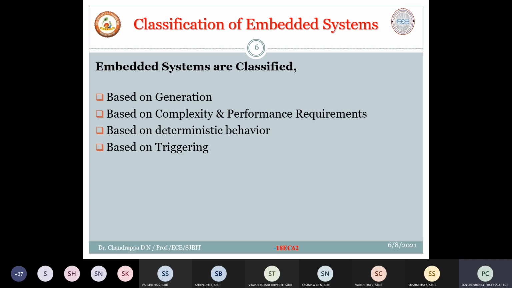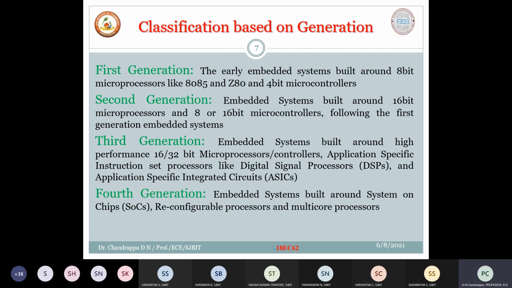First I'll start with classification based on generation. This is based on the literature survey, from 4-bit controllers to 32-bit controllers, and how embedded systems support them. So this is the first one, classification based on generation.